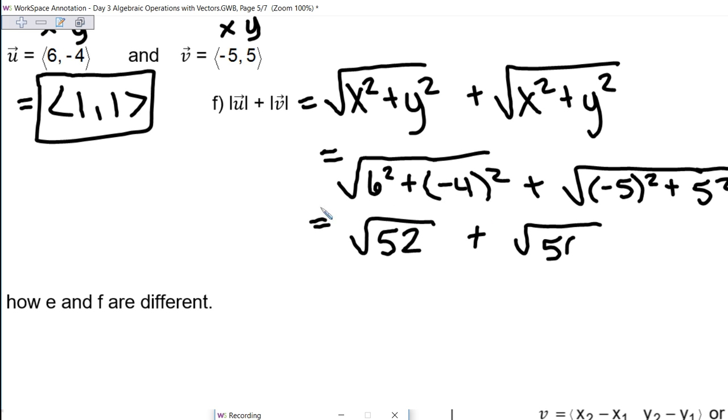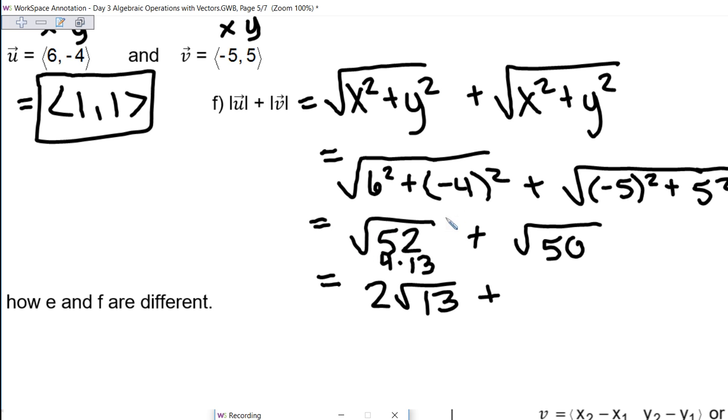Are these like radicals? No, but should I leave that as my answer? No. If a radical can simplify, make sure you simplify it. So what's the perfect square for 52? 4 times 13. So how would I rewrite that? 2 square root of 13.